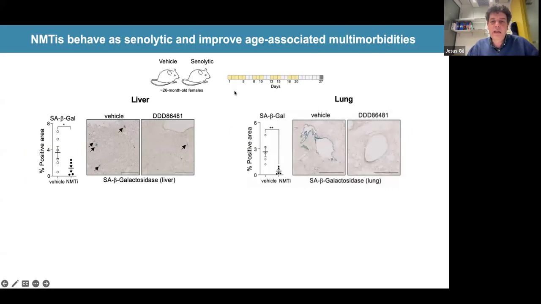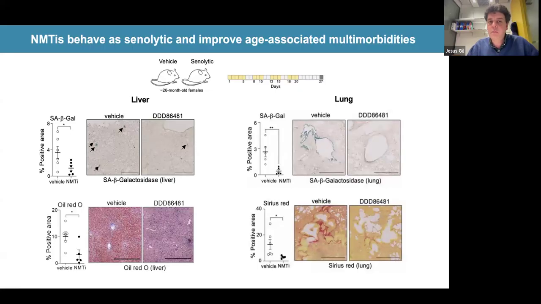So this is, for example, in aging, where we are treating old mice, so 2-year-old mice, intermittently with the NMT inhibitors. We can see that we decrease the presence of senescent cells in the liver and the lung, and we decrease senescence-associated phenotypes, like, for example, liver steatosis, the accumulation of fat in the liver that happens during age, or lung fibrosis, once we eliminate these senescent cells.